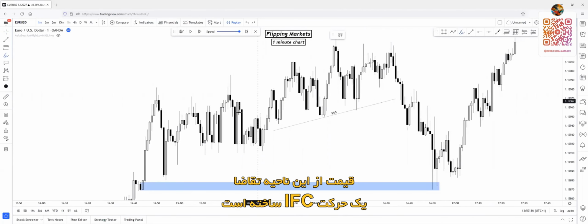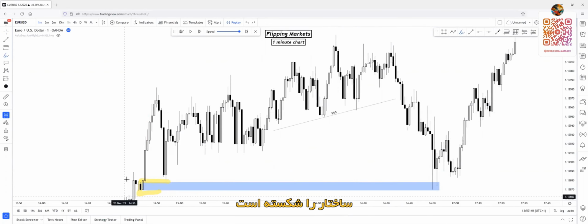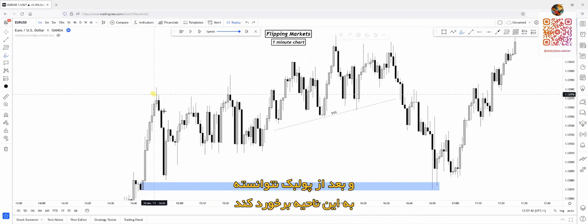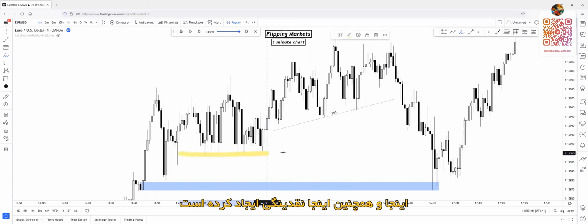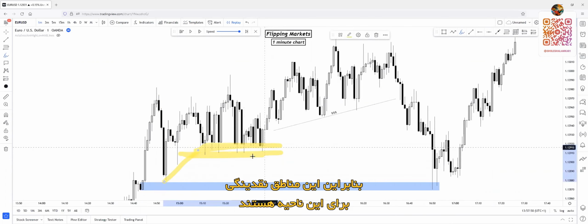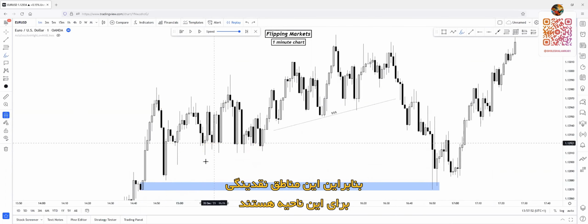So let's see another example. As you can see, price created an inefficient push to the upside from this demand zone. It broke structure, and after the pullback, price couldn't tap into this zone, and instead of tapping into this zone, it built up liquidity here, also here. So all of this region is liquidity for this zone.